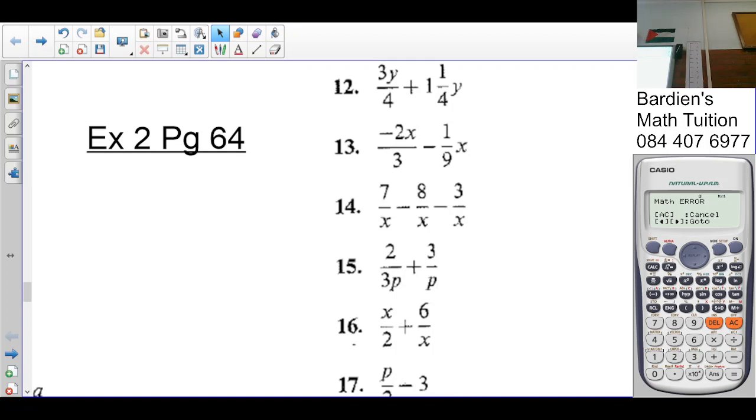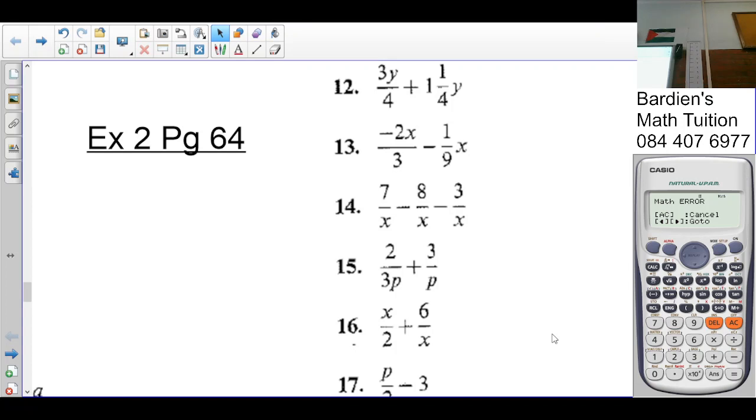Don't mark your work. That is why I sent you a photo of the memo. So when you did number 12, do you think you had a problem with number 12? Would you like me to call out the answer and you can mark it? Okay. Okay, here we go. Exercise 2, page 64, the even numbers.